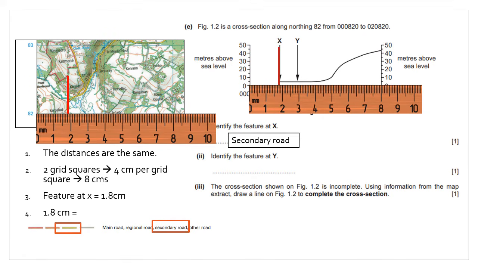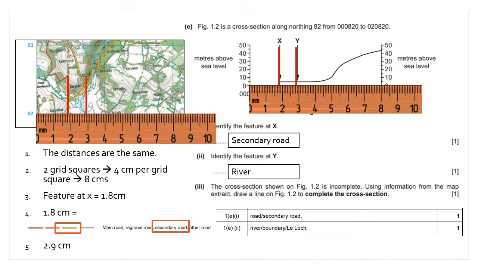For Y, I do exactly the same again. So on my map extract, on figure 1.2, at 2.9 centimeters, what am I going to find? Again, I check that on there, I'm going to find a river. So mark that on, check the mark scheme, yep, and there we go. Secondary road and a river.